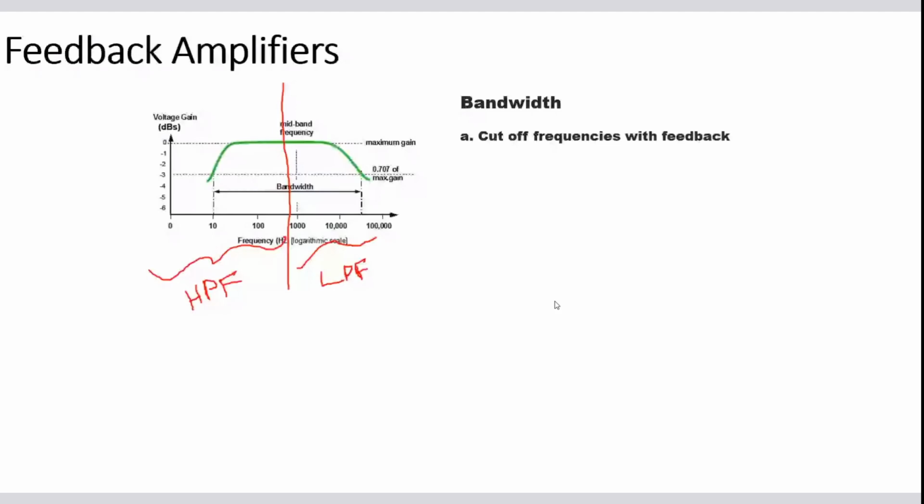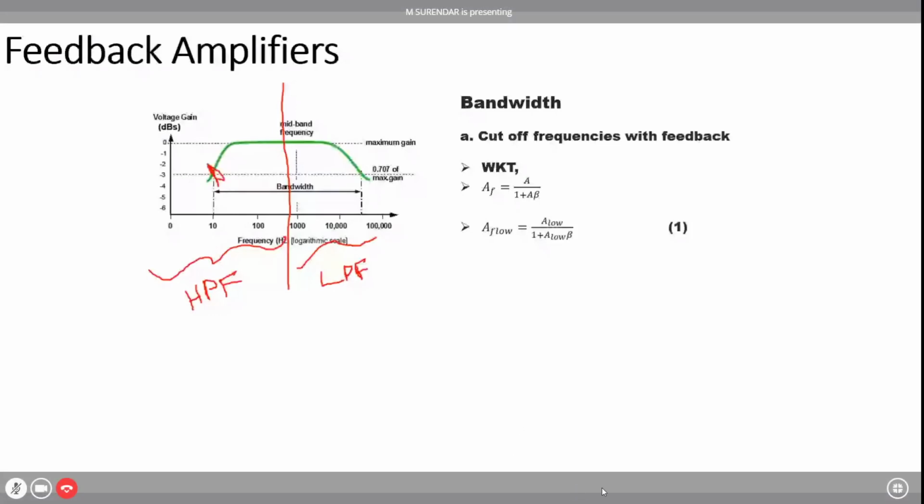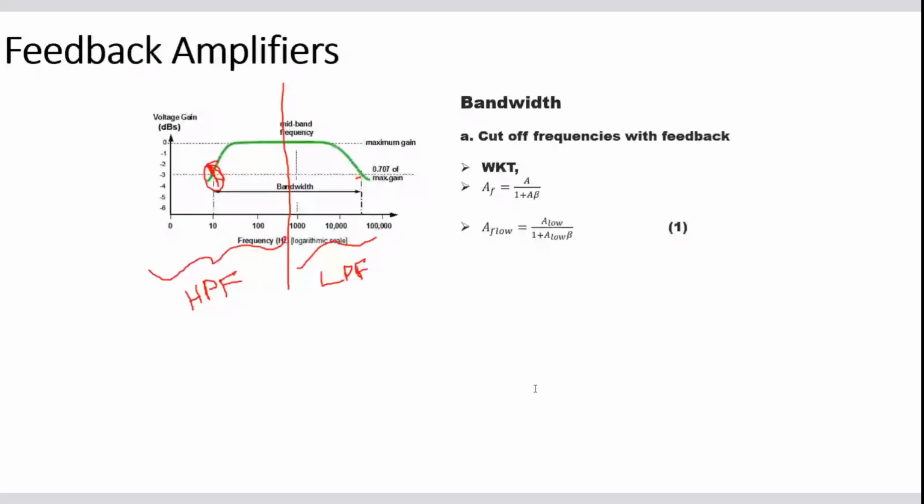We know that AF is equal to A by 1 plus A beta, and the corresponding gain in the low range, this point here, is taken as F low. The corresponding feedback gain at that particular point is given by AF low is equal to A low divided by 1 plus A low into beta.